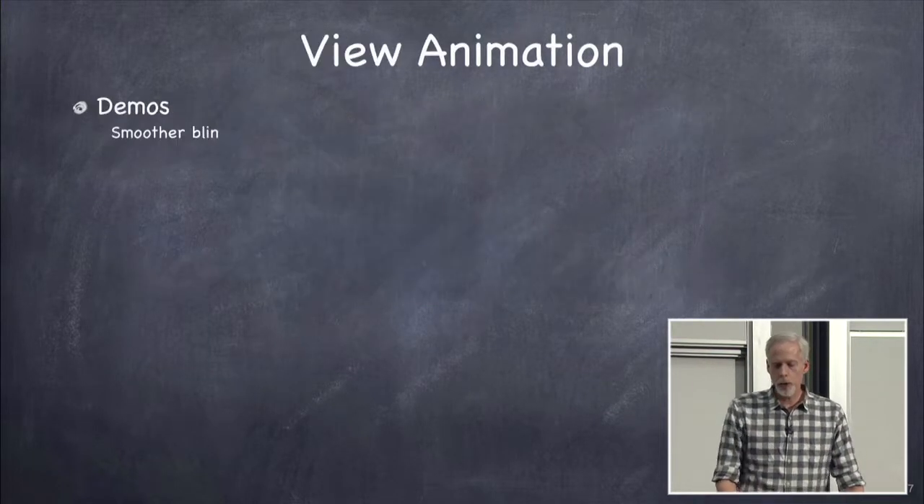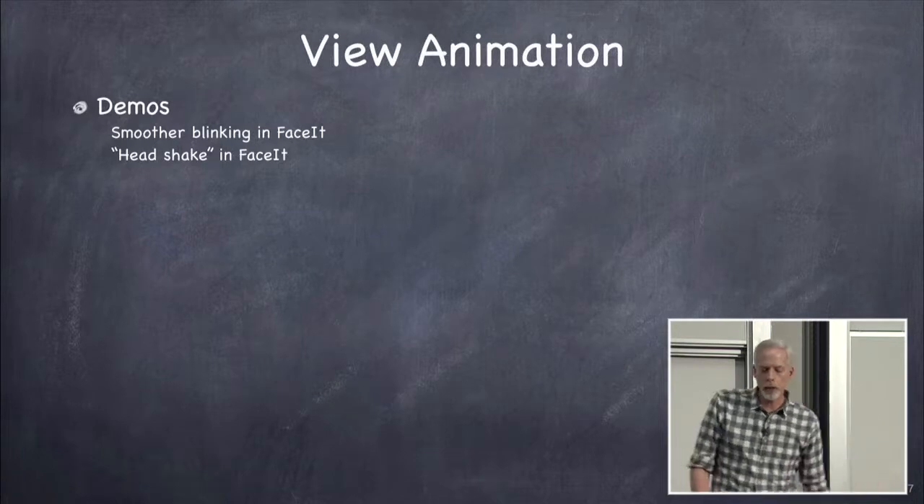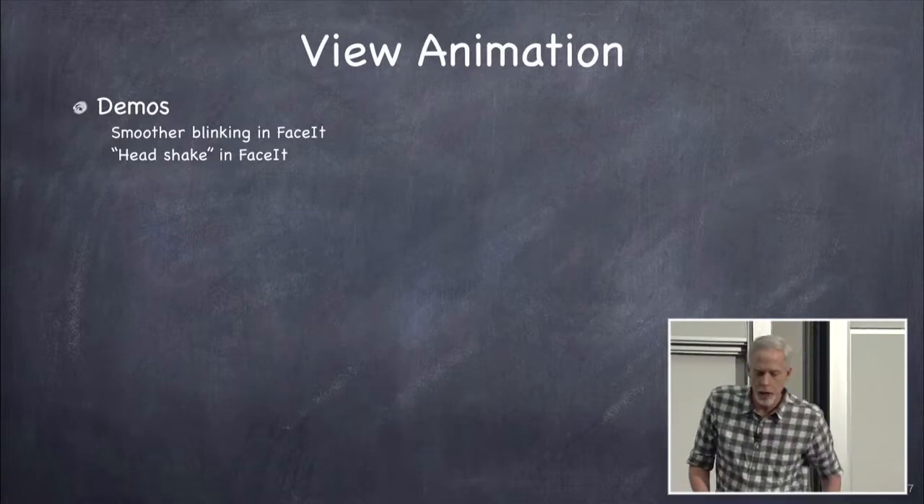All right, so those are all ways to animate views. So let's look at doing a couple of those in FACEIT. So first I'm going to do the animation where we change the entire view and do flipping or cross dissolving to cause the blinking to be a lot smoother.